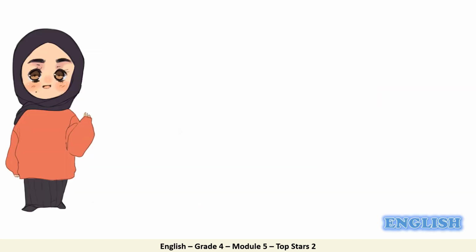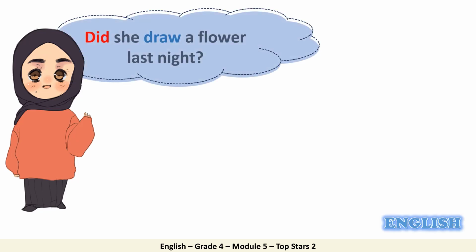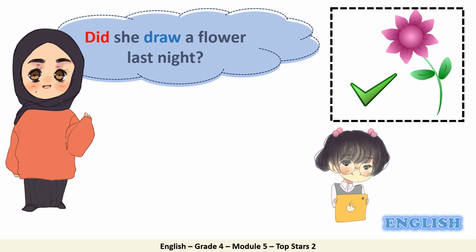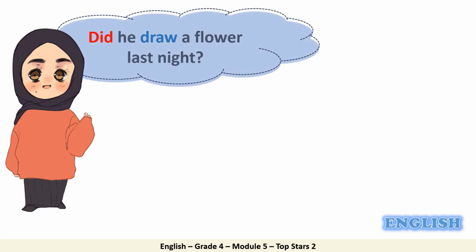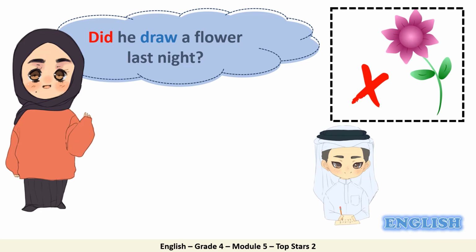Now it's time for Miss Huda to ask you, our students, about Ahmed and Noor. Read the question with me. Did she draw a flower last night? Look at the picture. There's a tick. So we would say, yes, she did. Excellent. Let's move on and continue. Read the question with me. Did he draw a flower last night? It's Ahmed, and there's an X. So we would answer, no, he didn't.